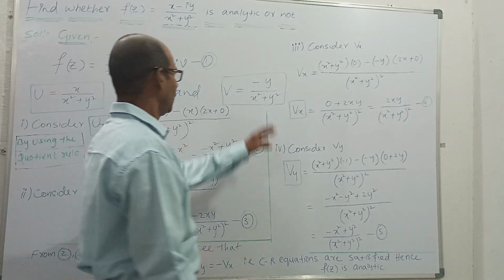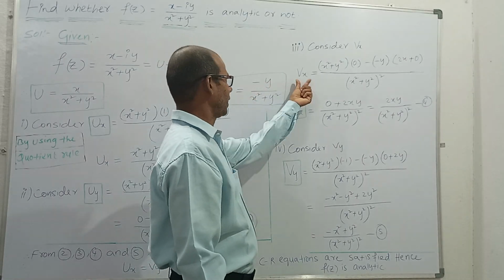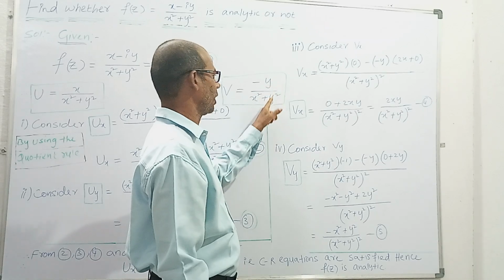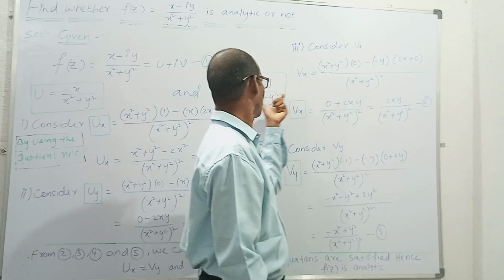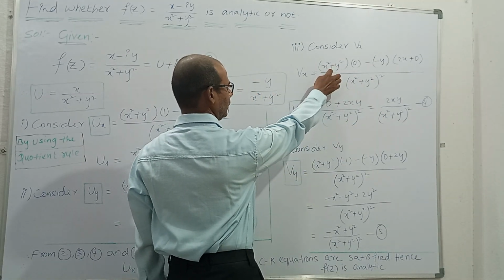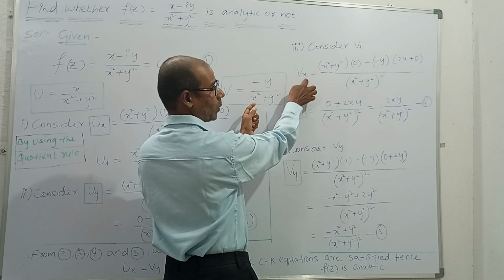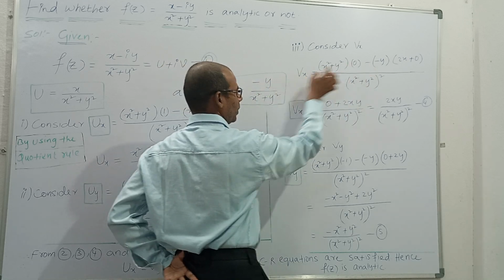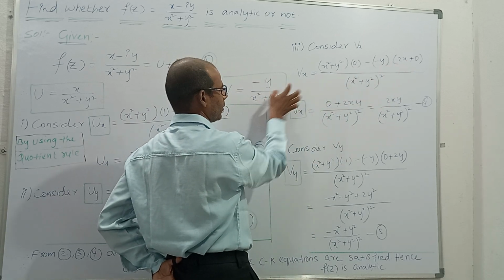Now coming to v, partial derivatives of v. So partial derivative of v with respect to x. Again here also you have to use the quotient rule because we have numerator and denominator. So therefore denominator square in the numerator, denominator into partial derivative of numerator with respect to x, partial derivative of minus y with respect to x, it becomes 0. Then minus numerator into partial derivative of denominator with respect to x.